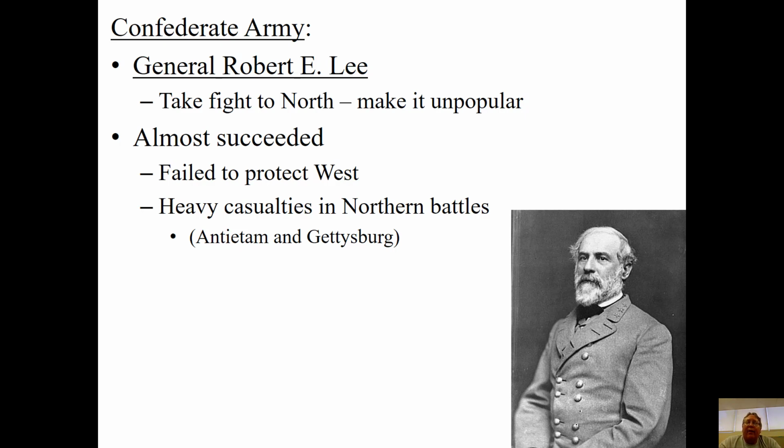Northern Virginia. The Army of Northern Virginia's job is to protect Virginia, really the most important of the southern states, and make sure the North doesn't conquer it. That's where the capital of the Confederacy is. Lee has to defend that state. When Lee becomes the commander of the Confederate Army in Northern Virginia, though, he understands something.